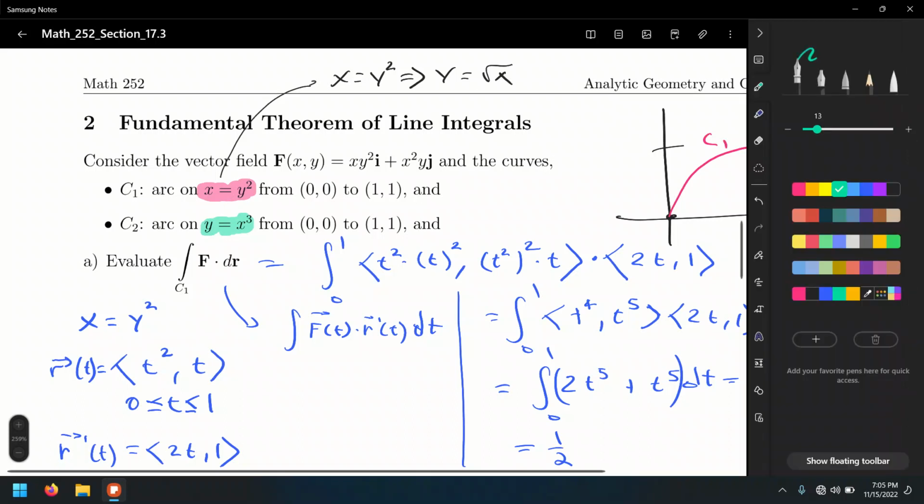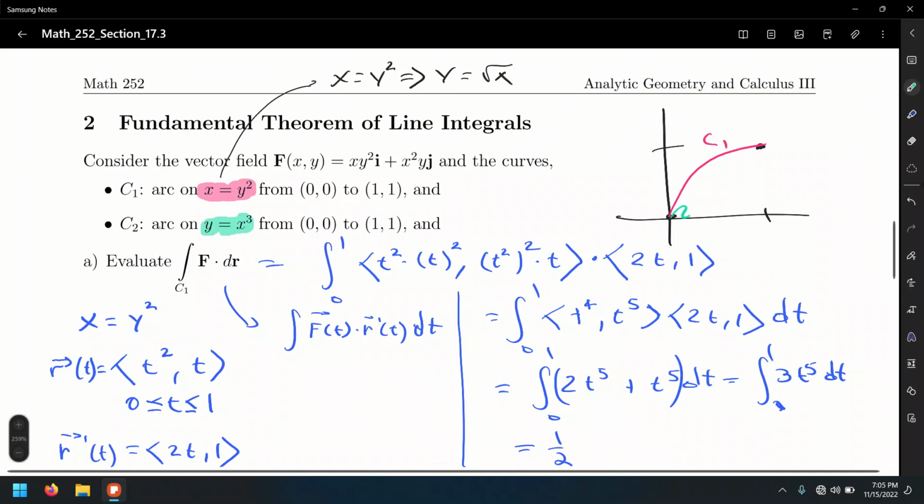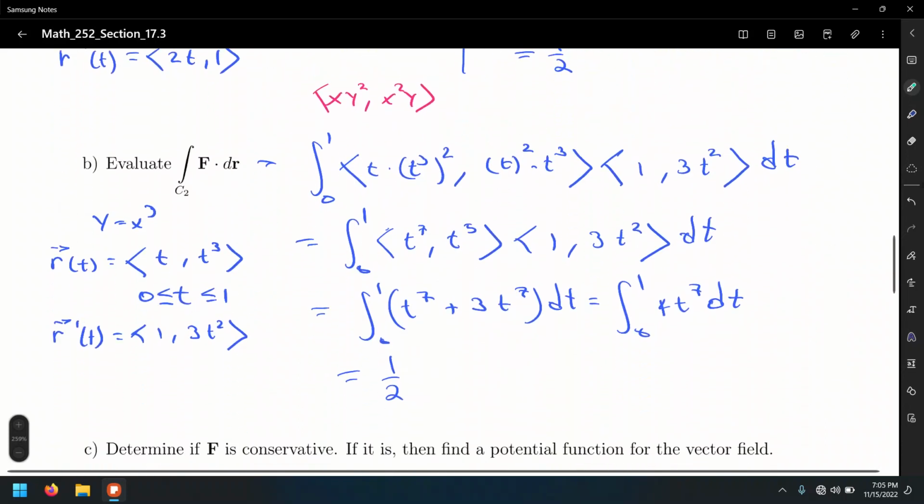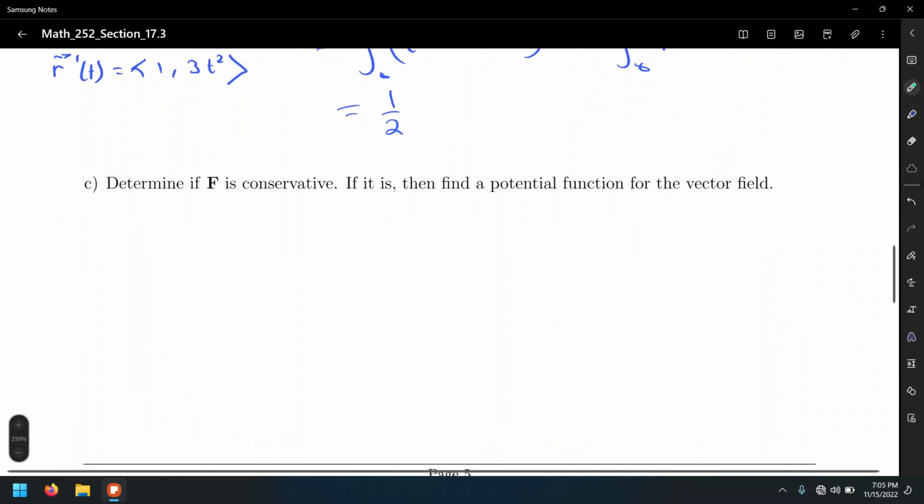On the other hand, we're going to go to the same point from 0, 0 to 1, 1, but by means of the cubic function, that is C2. Two totally different functions, but we're still getting the same result. Why would that be? If we make up another path, C3, I claim that we should get the same result. But why is that happening?